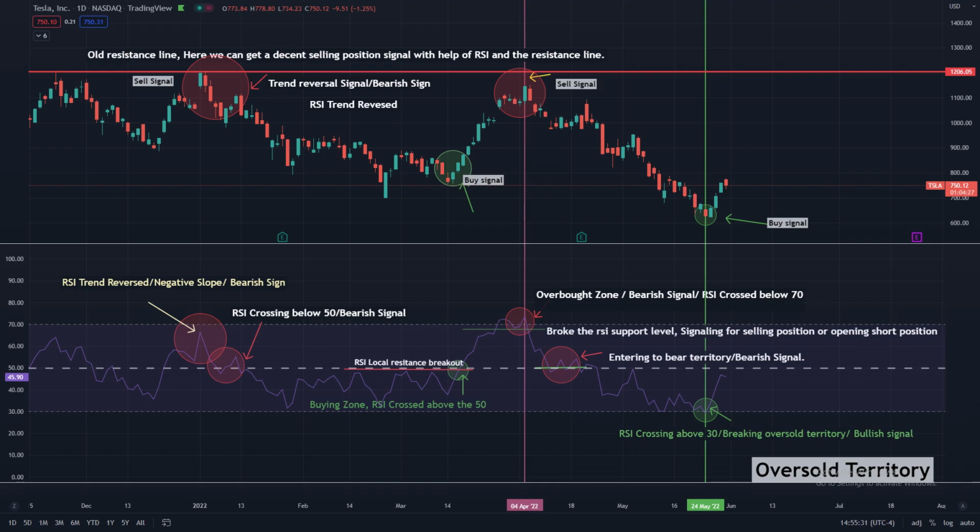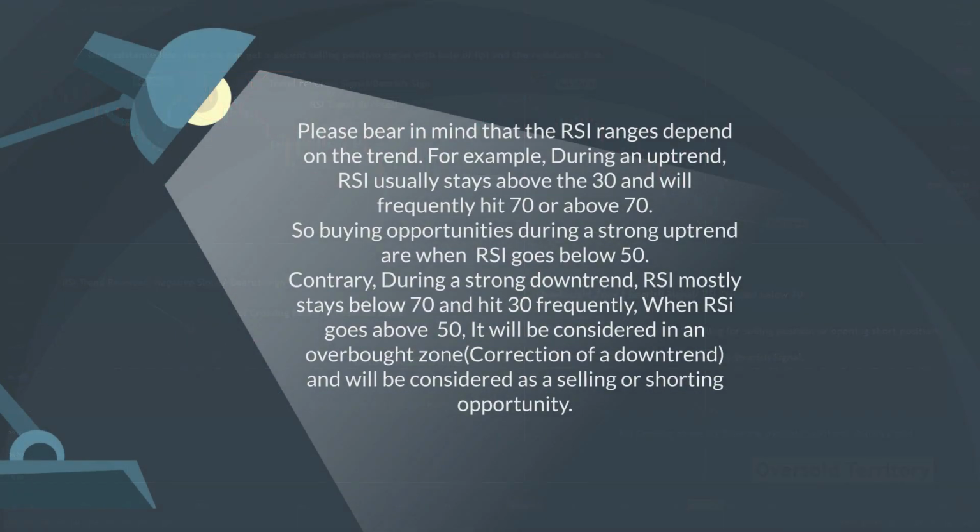However, RSI can be a leading indicator as well. When RSI reaches very extreme levels or anomalies, we can say the price is overextended and the market overreacted to that security. Please bear in mind that the RSI ranges depend on the trend.